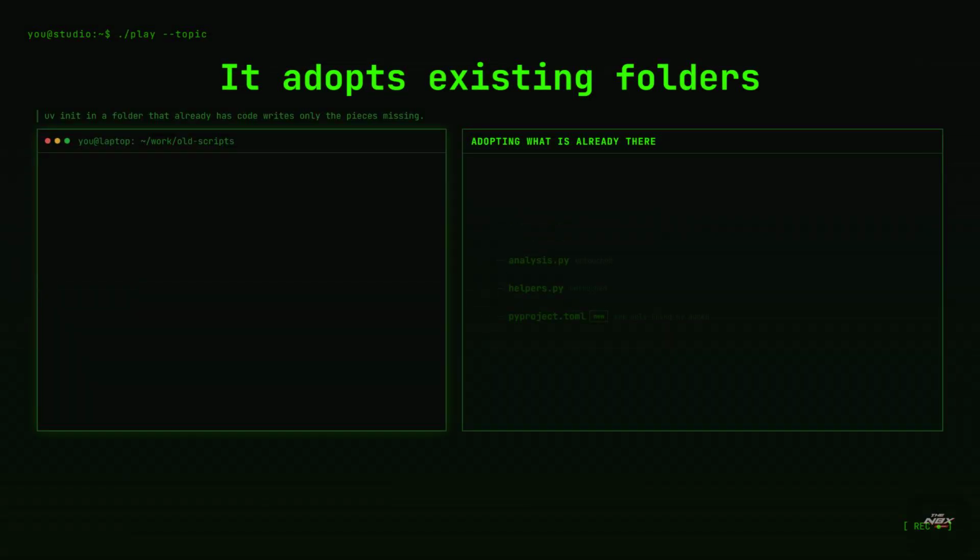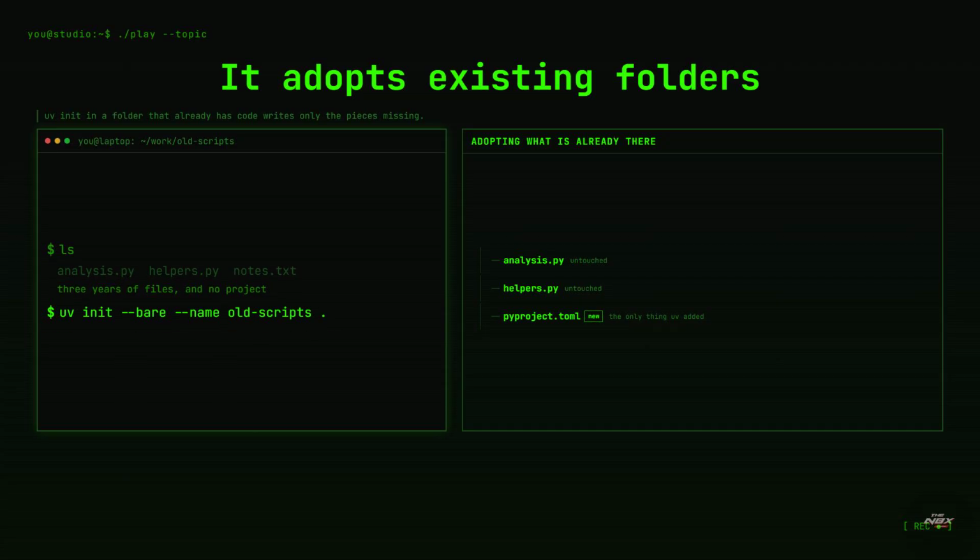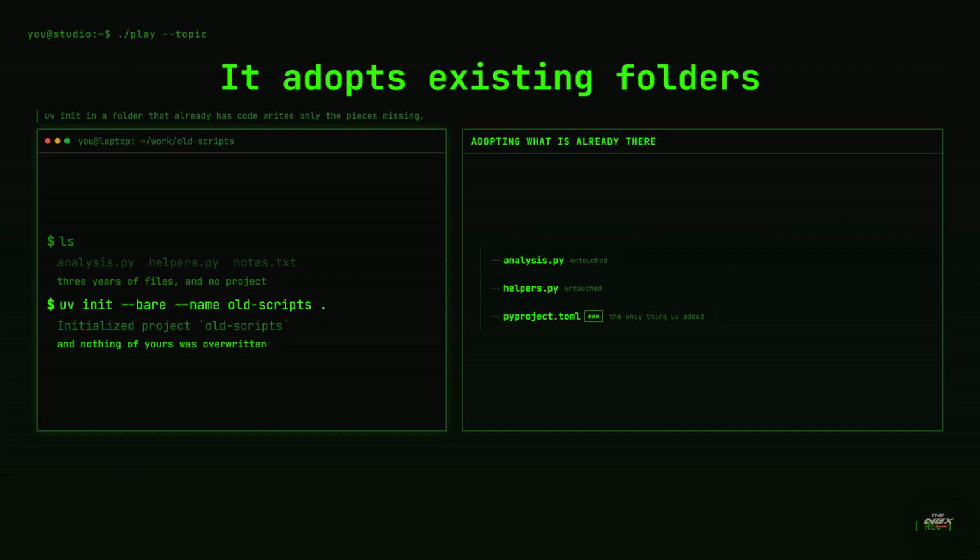It's worth knowing that uv init will happily take over a folder you already have. Point it at a directory with code in it, and UV writes only what's missing, which means adopting an existing project is one command rather than an afternoon of copying files around.